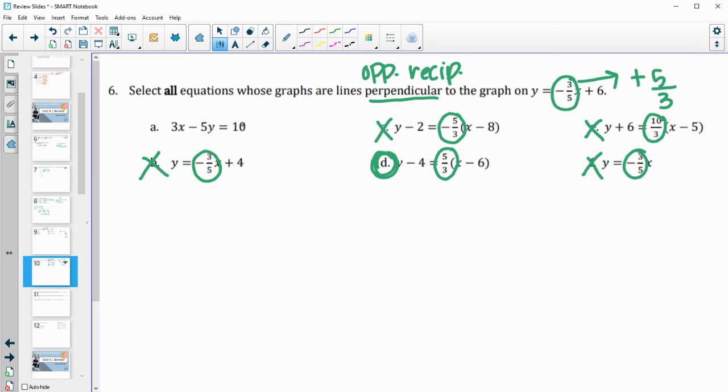So then let's look at part A. So we would subtract the 3x, and then we would end up dividing by negative 5. Negative over negative is positive 3/5, so that one's not good either.